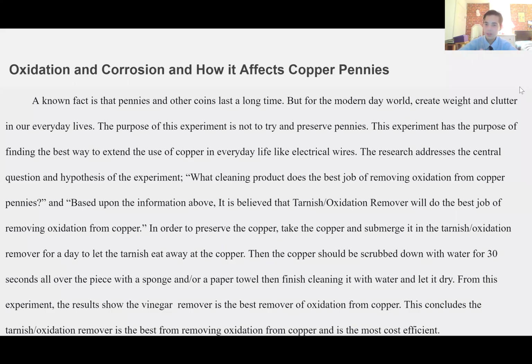Hi, my name is Dandrea, and today I'll be covering oxidation and corrosion and how it affects copper pennies. Here is the summary.